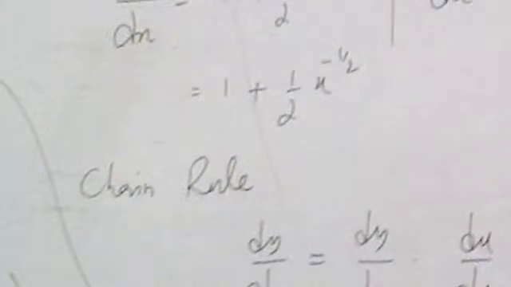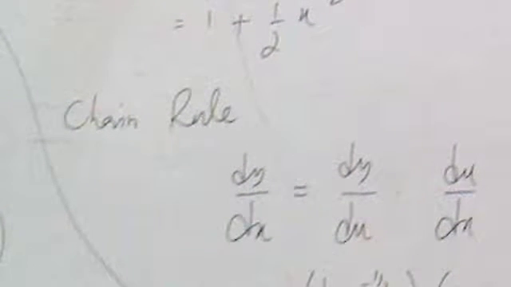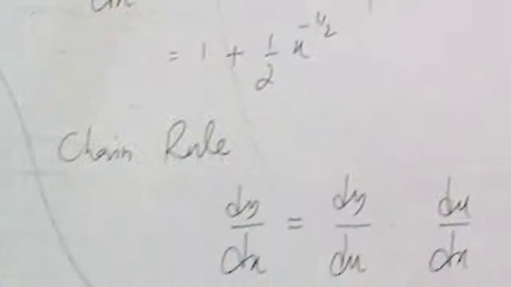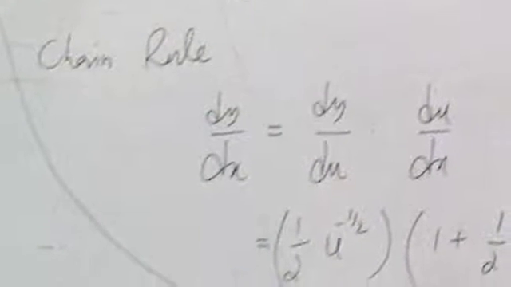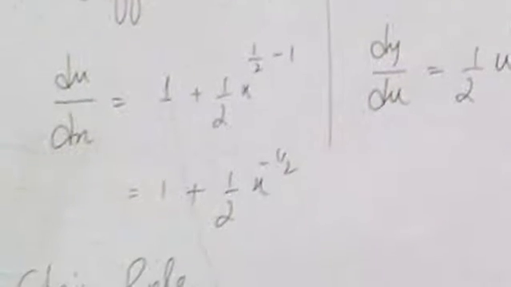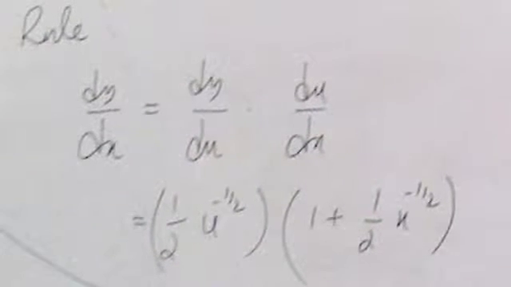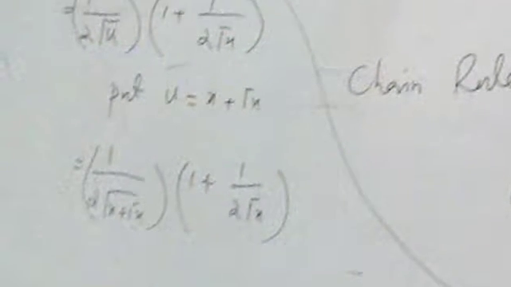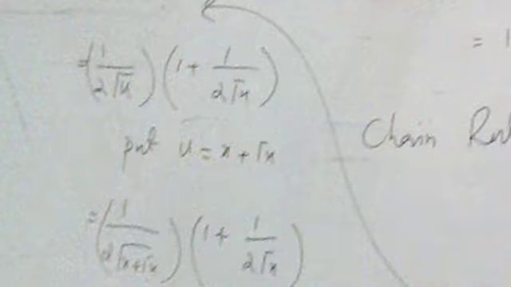Now at the end we apply the chain rule to find dy by dx. We multiply the above values, du by dx and dy by du. Dy by du has the value 1 over 2 u to the power 1 over 2 minus 1, and du by dx is 1 plus 1 over 2 x to the power minus 1 over 2. Now we put these values and simplify. Here we again put the value of u.